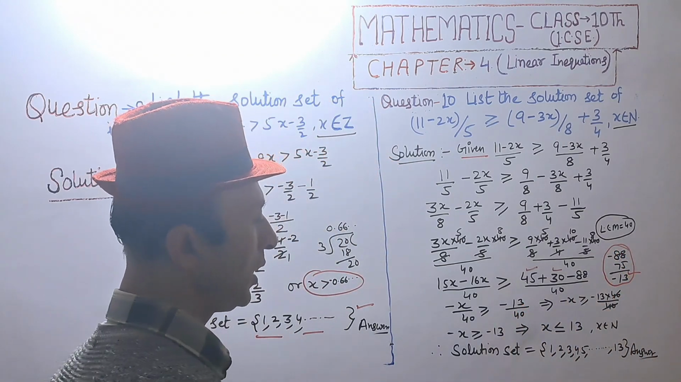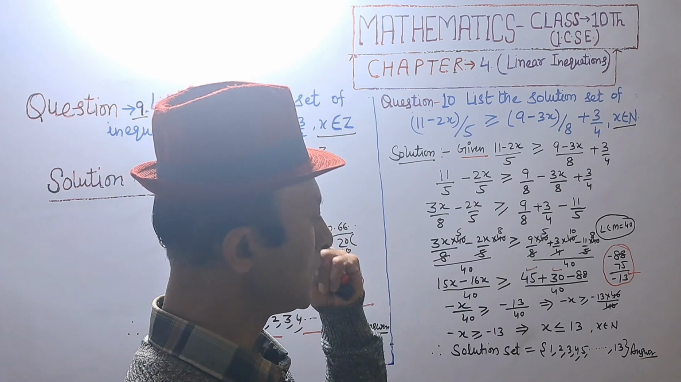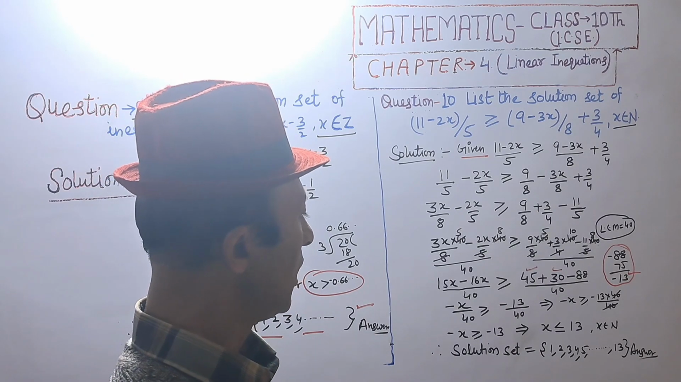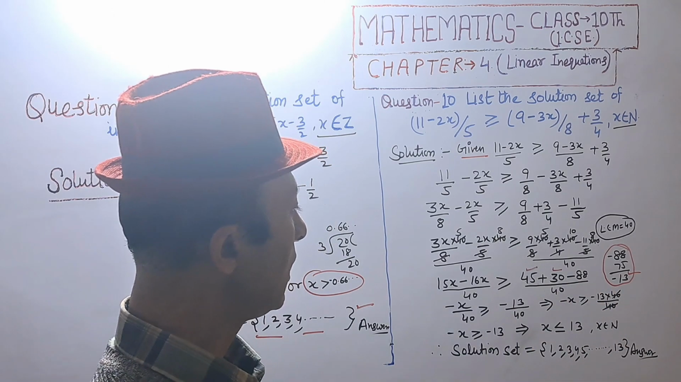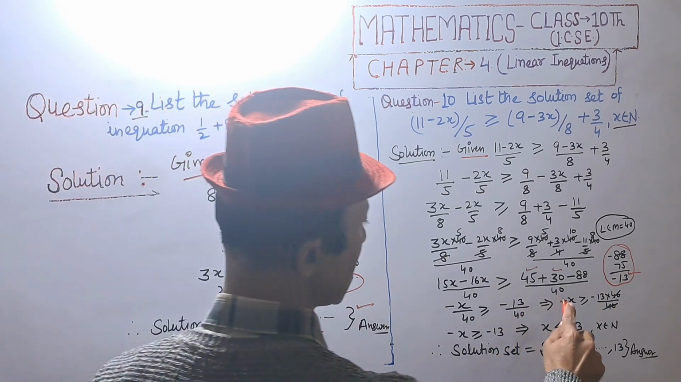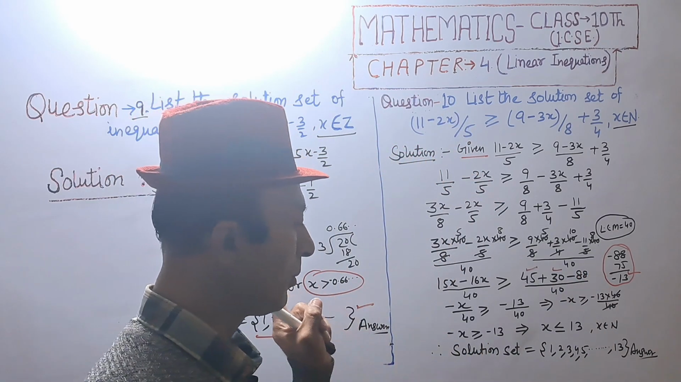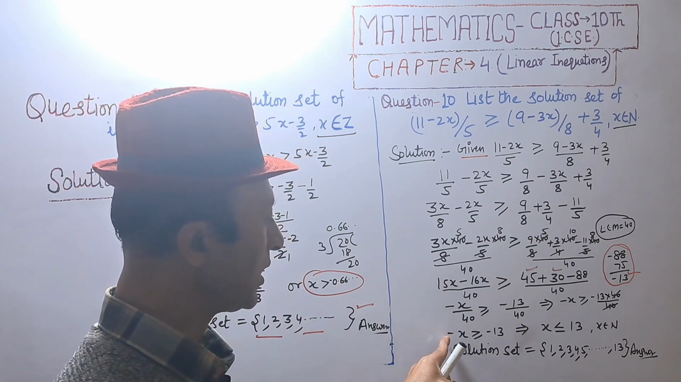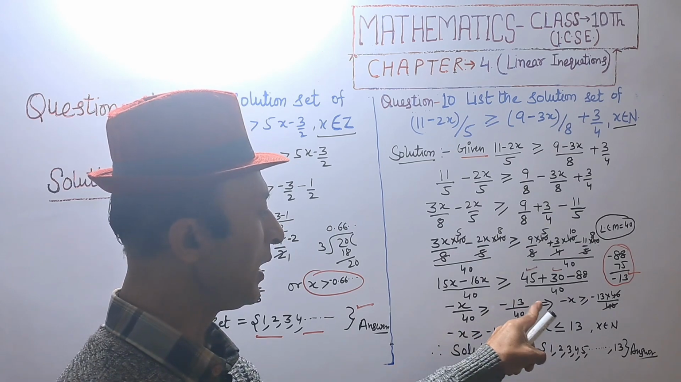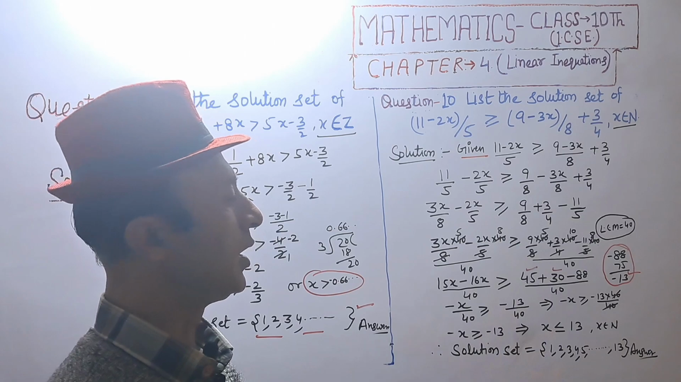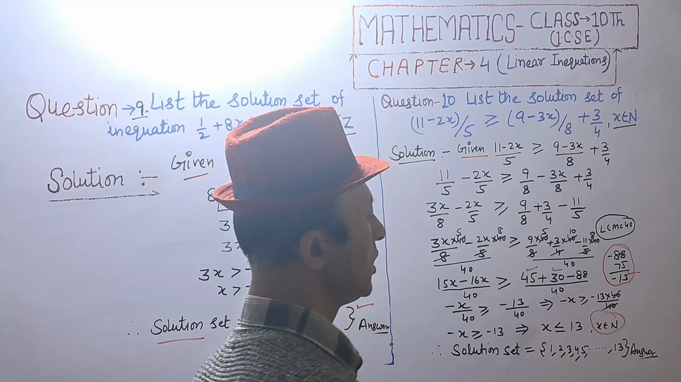Minus 13 upon 40. Left side, right side is negative, so we are multiplying both sides by a negative sign. And 40 multiplied by the right side divided by 40 is equal to 1. And minus x is greater than or equal to minus 13. Multiplying minus 1 on both sides, minus x will be positive, and greater than or equal to will be less than or equal to 13. So x belongs to natural numbers, and natural numbers start from 1, 2, 3, 4.